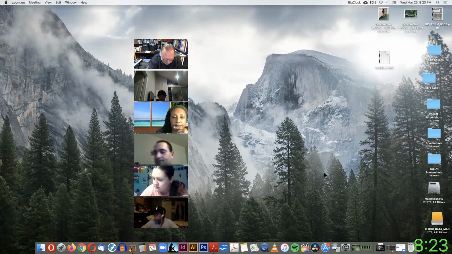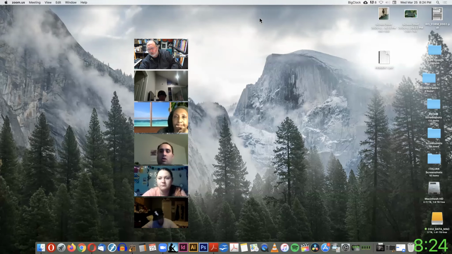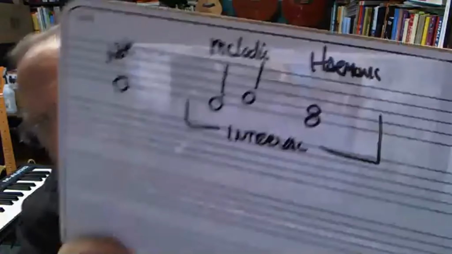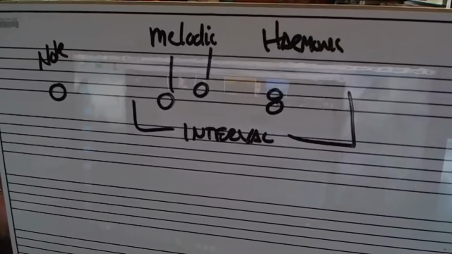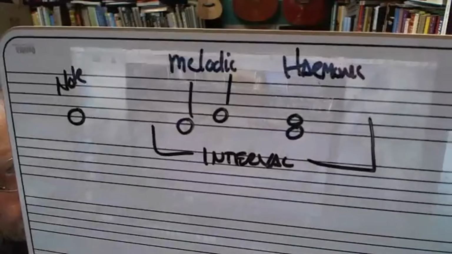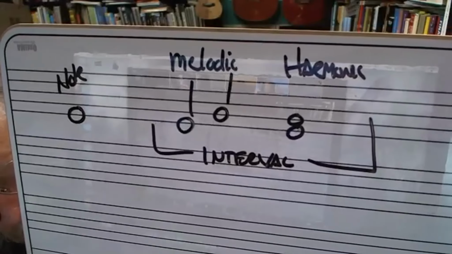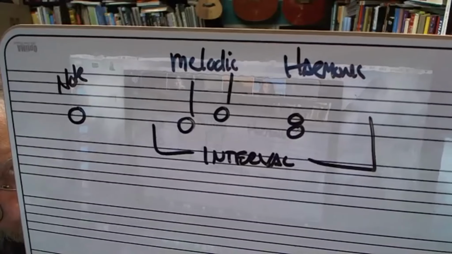We got a note here. Then we got that interval, E and G. That's a third, right? There's two ways to play it. You could play E first and then G right after it. That would be a melodic interval. Or you could play E and G together at the same time. That's a harmonic interval.